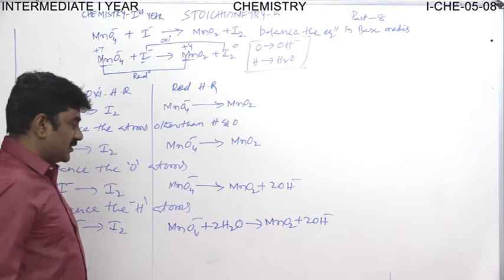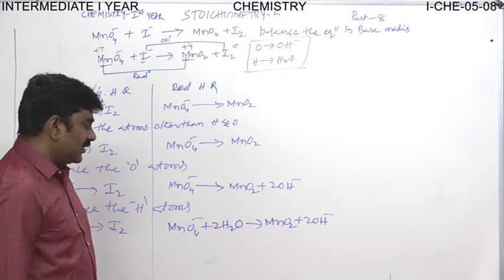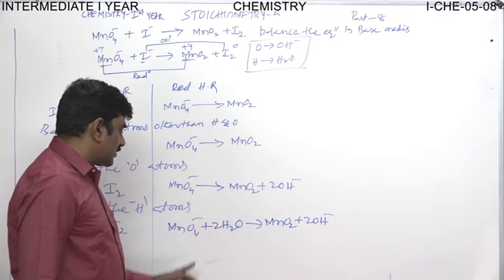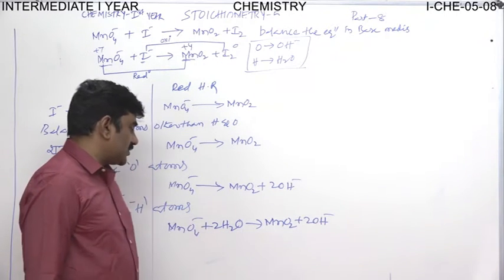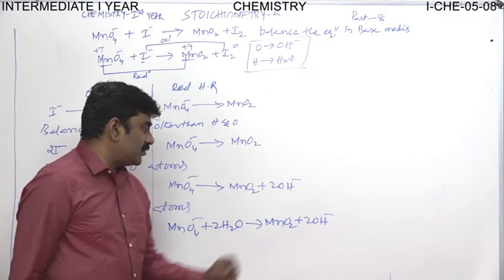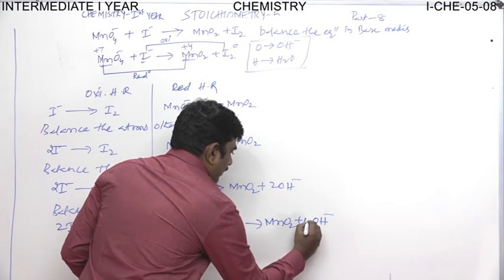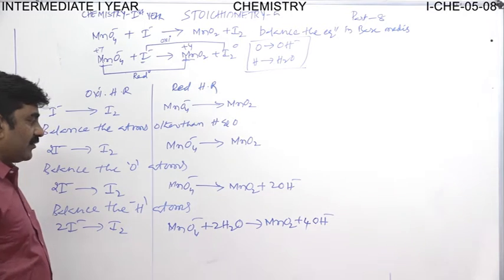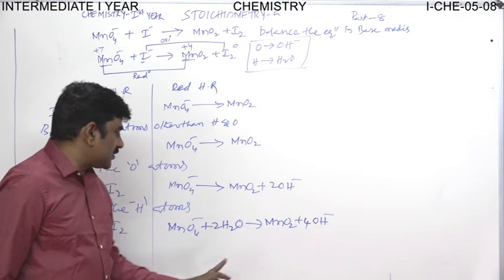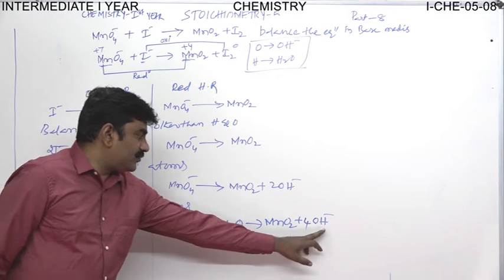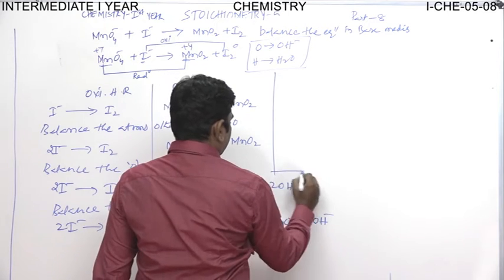See, hydrogens are not balanced, and automatically oxygens also not balanced. 4 plus 2, 6 oxygens this side, and that side 4 oxygens. This side 4 hydrogens, that side 2 hydrogens. Now I am adjusting this: I am writing 4 here. Let us check. 4 plus 2, 6 oxygens on both sides. 2 into 2, 4 hydrogens. Now it is balanced. Next, what is the next step?